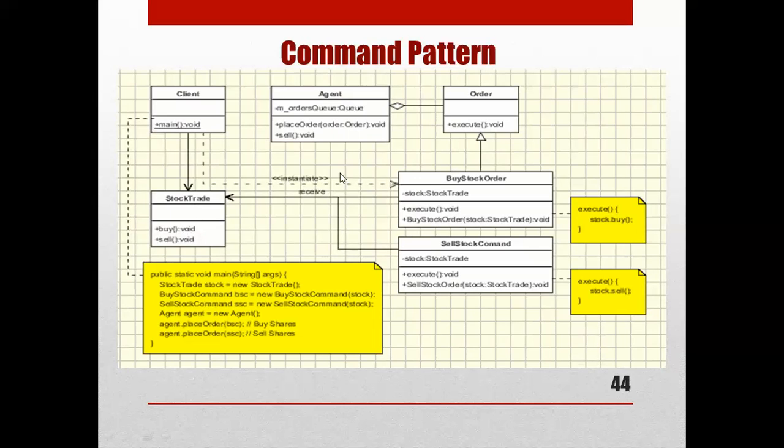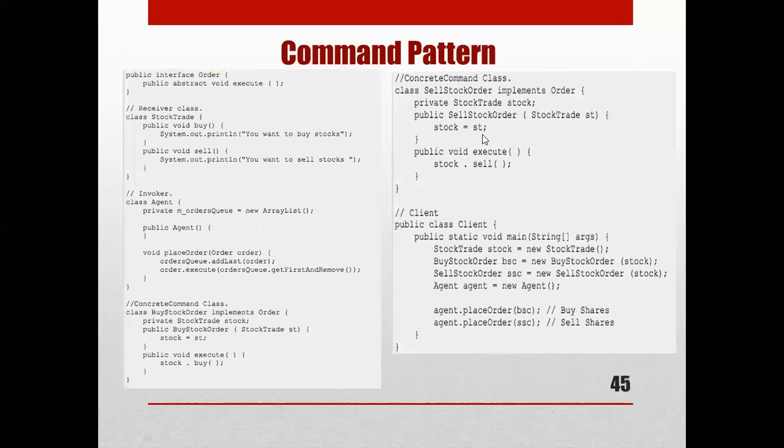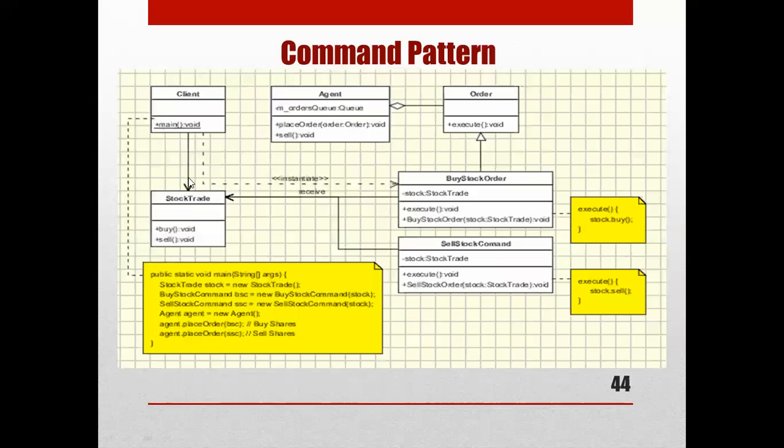Okay, this is the receiver class, this is the interface here. In the public void buy method, we are going to print that you want to buy stock, and in the sell method we are going to print that you want to sell stocks. Then another one is the invoker. Here you can see the agent is the invoker.